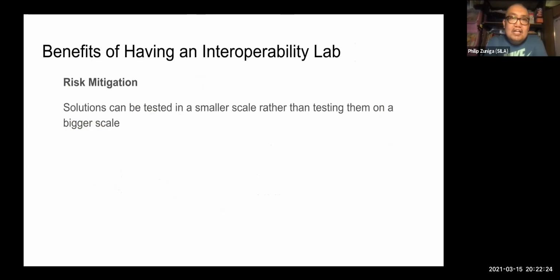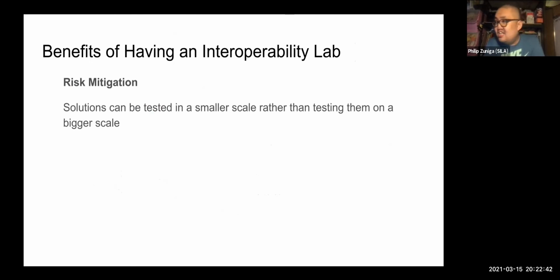So maybe you will ask yourself, why are we engaging countries? Why are we telling countries to set up their own interoperability labs? We are doing this because we are seeing the benefits of having an in-country interoperability lab.